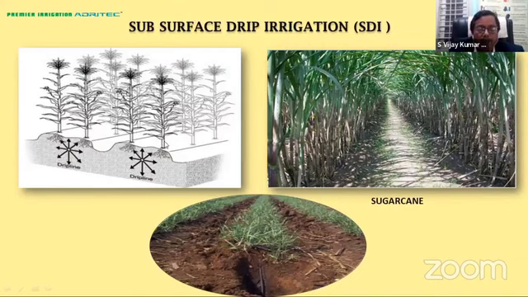When the drip line is placed on the surface, it is called surface drip irrigation. When the drip line is buried below the soil, then it is called subsurface drip irrigation. As you can see in the photograph, the drip line is buried at a convenient depth or the required depth.